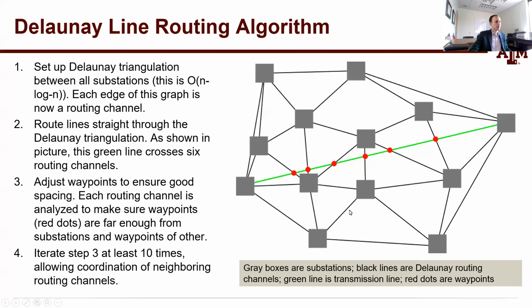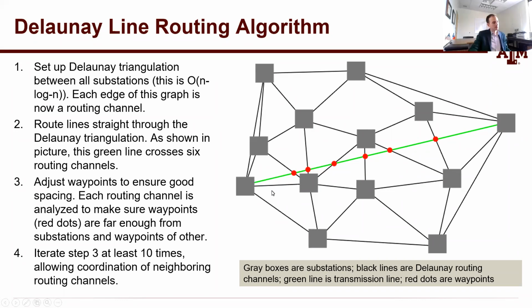So it creates these triangles that are nicely shaped. And what this algorithm does is it uses those triangles as line routing channels in order to route a transmission line from one substation to another.